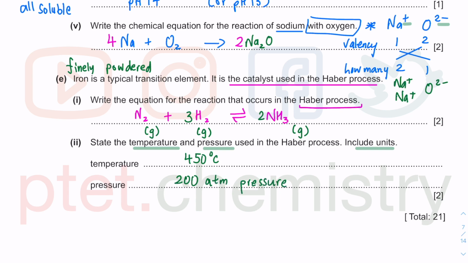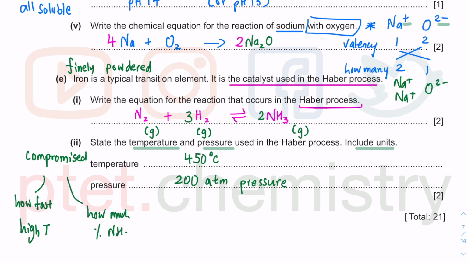This 450 degrees Celsius is what you call a compromise temperature, because we know that it's to do with how fast you want high temperature. But then if you want to think about how much NH3 that we want, low temperature, as the forward reaction is exothermic, and that means it releases heat energy to the surrounding.